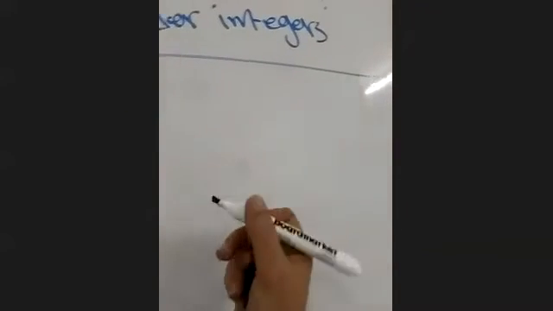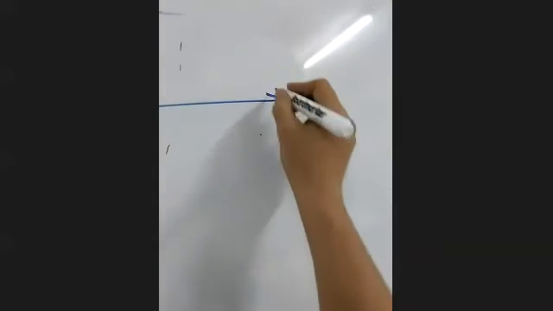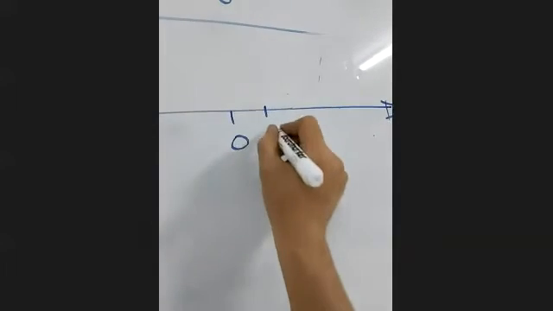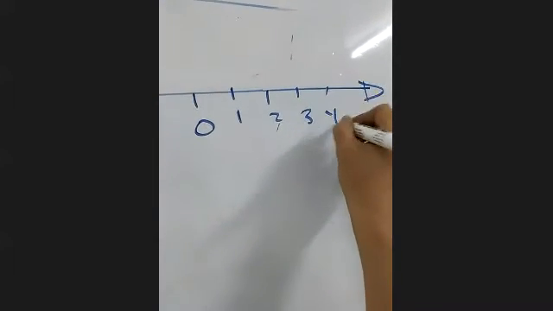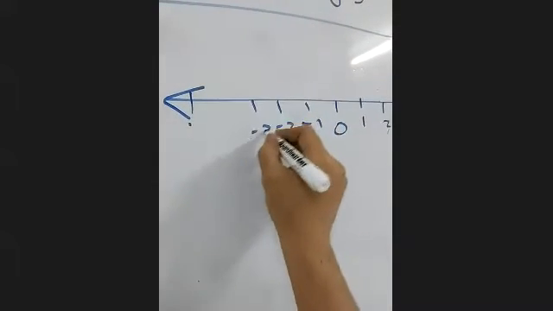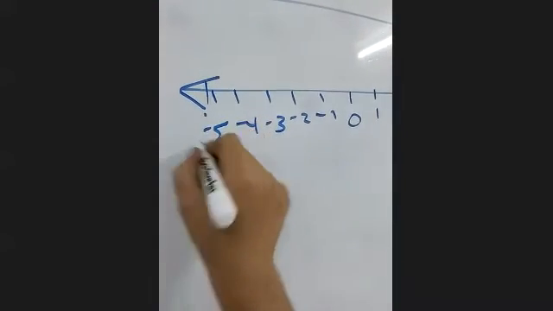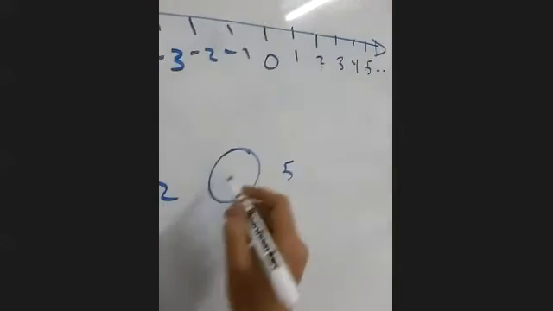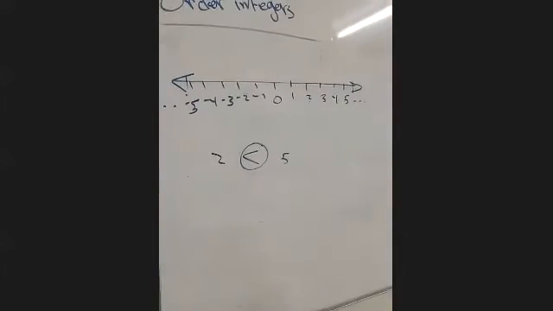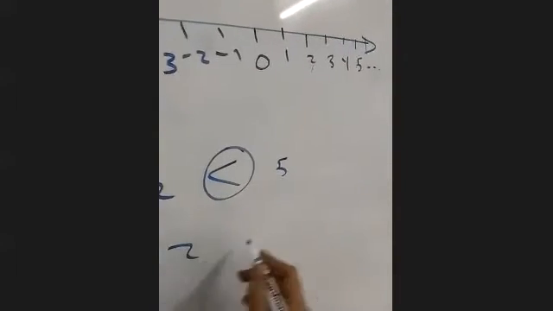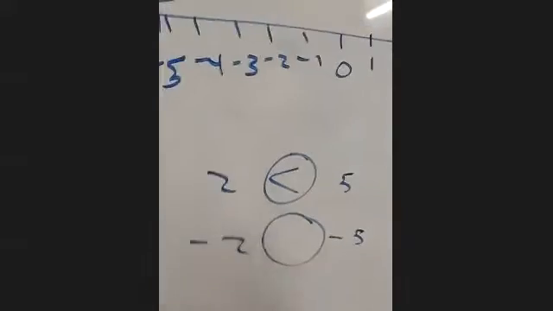Now to compare using integers, guys, we will use the idea of the number line. We did number line before. We said it is 0, then 1, 2, 3, 4, 5, and forever. And here we have -1, -2, -3, -4, -5, and forever. Now to compare between 2 and 5, for example, we know that 5 is bigger than 2 normally. But to compare between -2 and -5, guys, look here.